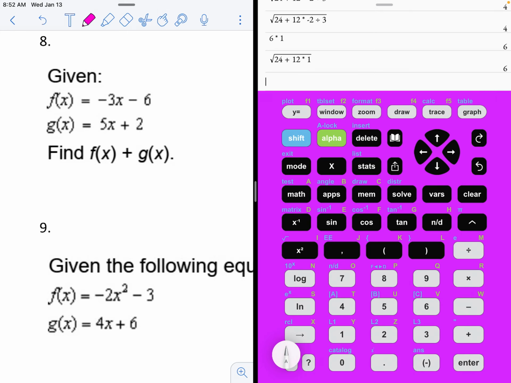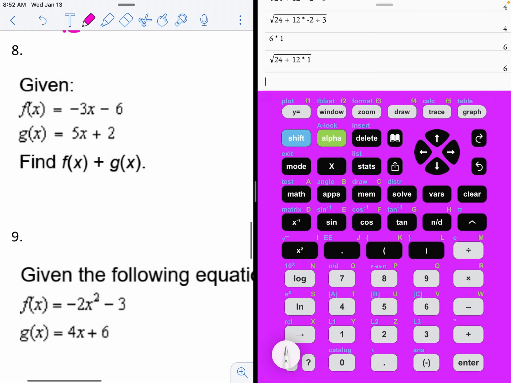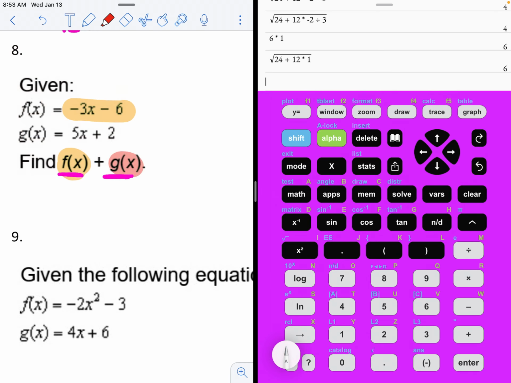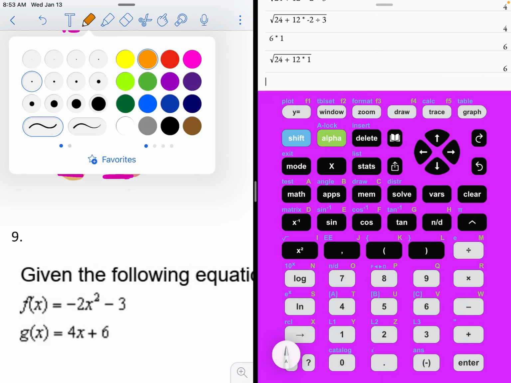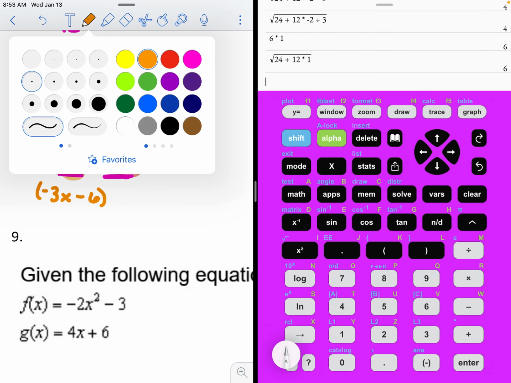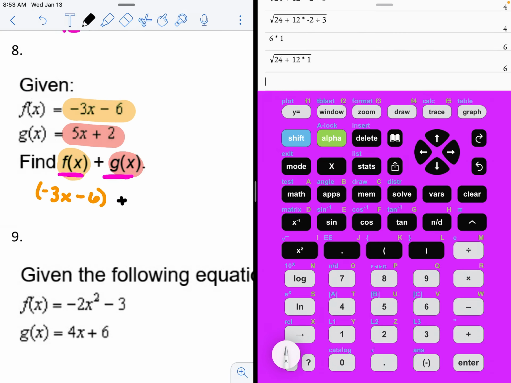Let's say that we are given this equation and it says find f of x plus g of x. So we can color code it if that will help. We're given f of x to be this and g of x is this. So they want us to take, which one first? They want us to take f of x, which is negative 3x minus 6. They want us to add g of x, which is 5x plus 2.